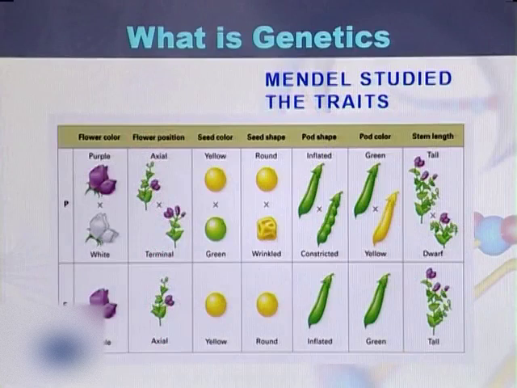This is the list of those characteristics of the garden pea. If we list them one by one, flower color was purple and white. Flower position was axial and terminal. The seed color was yellow as well as green. The shape of the seed was round as well as wrinkled. The pod shape was inflated as well as constricted, and the color of the pod was green as well as yellow. Some of the plants were tall, and some were short. So these were all the characteristics present in the garden pea.